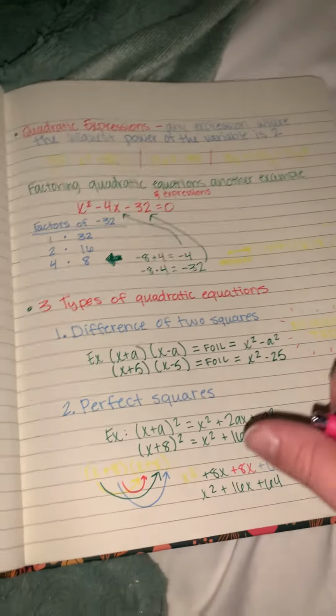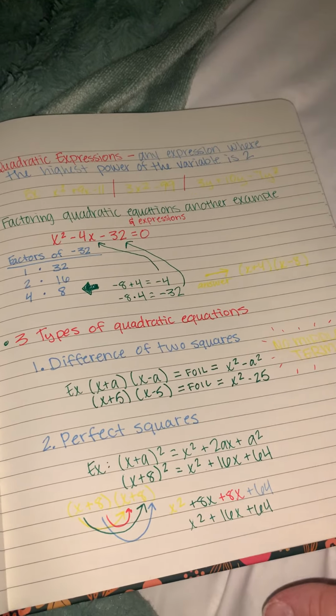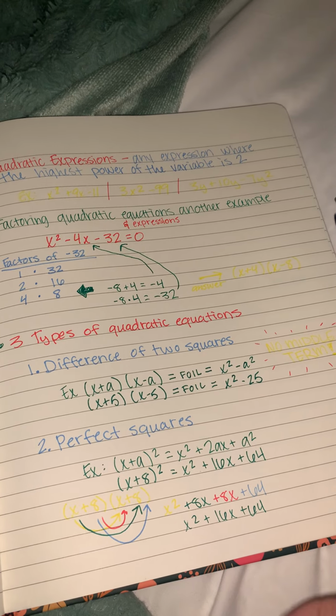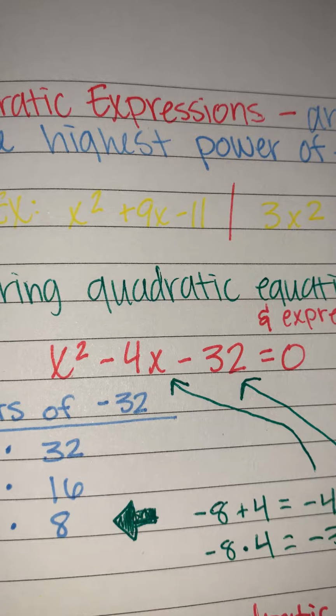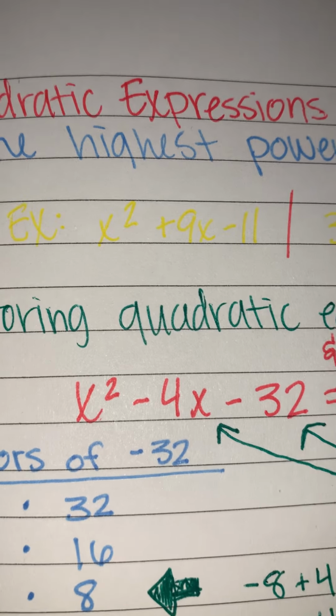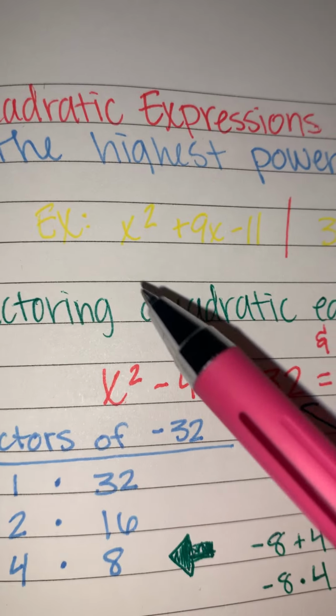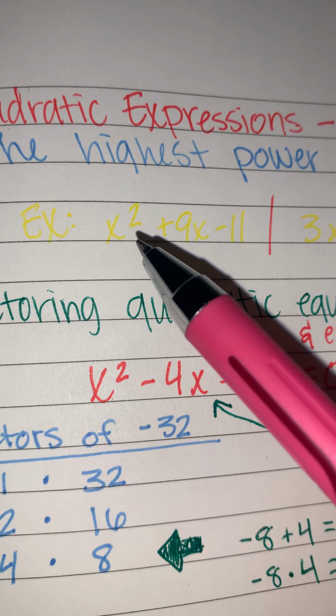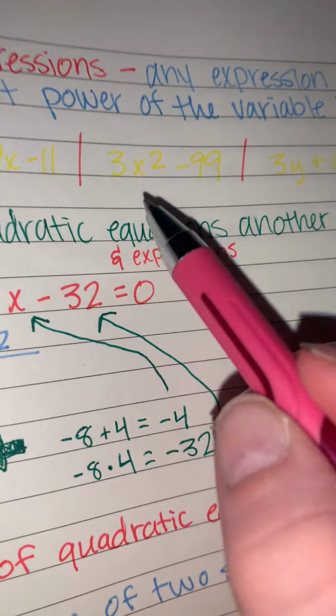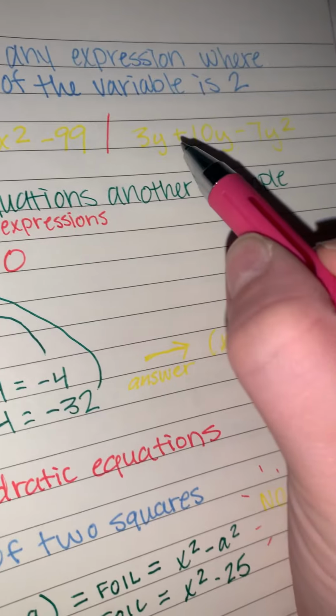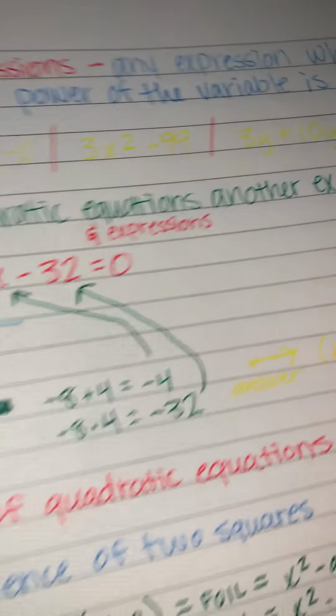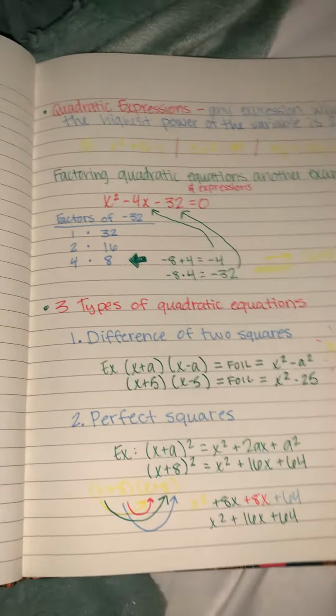Okay, quadratic expressions. Any expression where the highest power of the variable is 2. You can't really see my examples. I love a good yellow pen, but they are hard to see. So the highest power, that's your x squared. So that, the highest one's x squared. So, yep, that's 2. Same here. And same here. So, easy peasy.